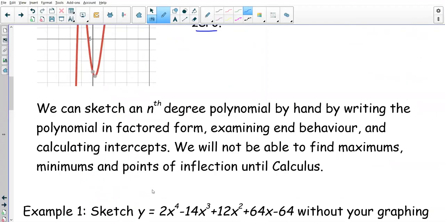So I can sketch any nth degree polynomial by hand by factoring my polynomial, looking at the end behavior, calculating both x and y intercepts, again, maximums and minimums, and then points of inflection, which we may not even be overly sure about at this point, we have to wait until calculus.